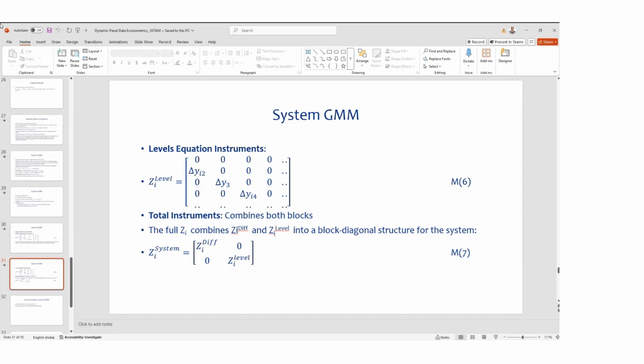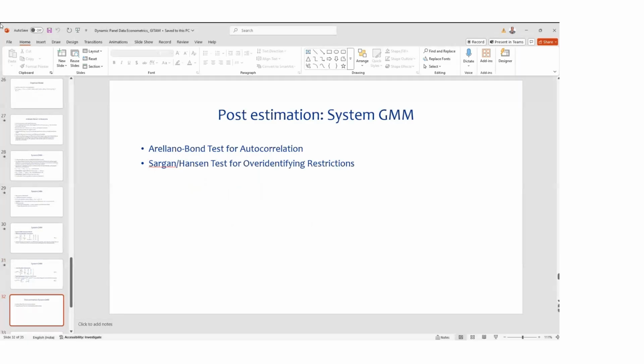Fine. Now we need to do the Arellano-Bond test for autocorrelation as well as the overfitting test. Because ultimately we did this because there was autocorrelation and endogeneity overfitting. We want to see if these two disappear.